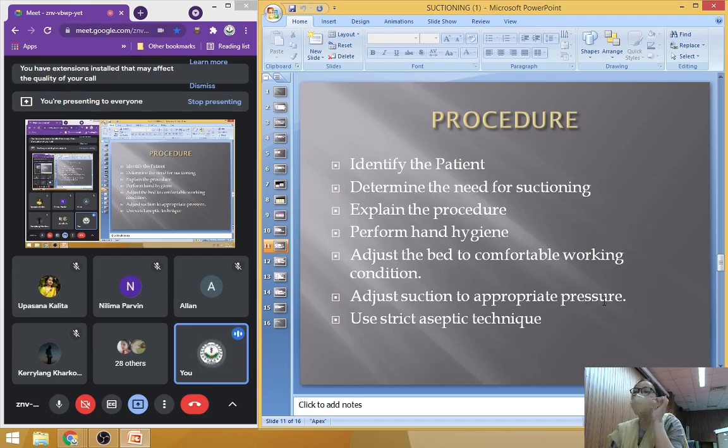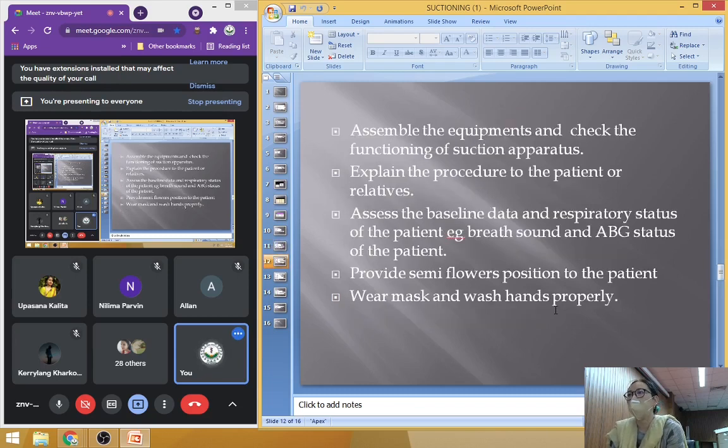Then we have to use strict aseptic techniques, meaning sterile techniques. The suction should be very sterile. We should not contaminate it. If contaminated, then we have to use another one. Then assemble the equipment and check the functioning of such. All the apparatus we have to check, as we usually do before doing any procedure.